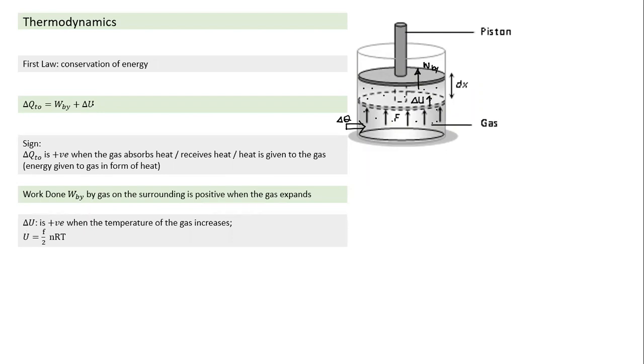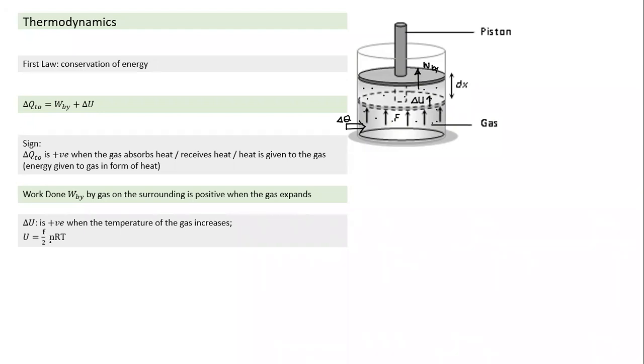What is delta U? Delta U is positive when the temperature of the gas increases. And we know already from the kinetic theory of gases, the internal energy of a gas is equal to (f/2) nRT. So what does this indicate? F indicates the degree of freedom, which is 3, 5, and 6 for monatomic, diatomic, and polyatomic.